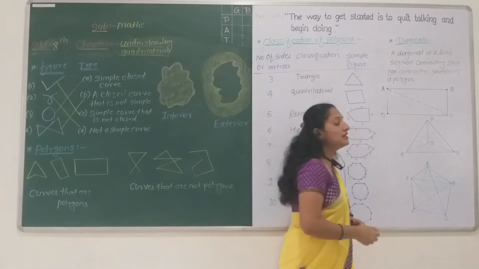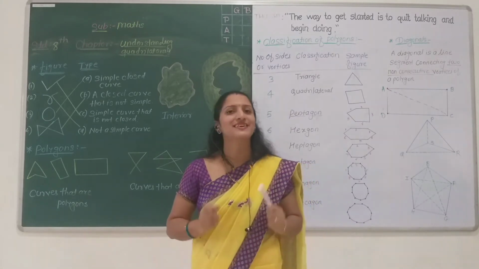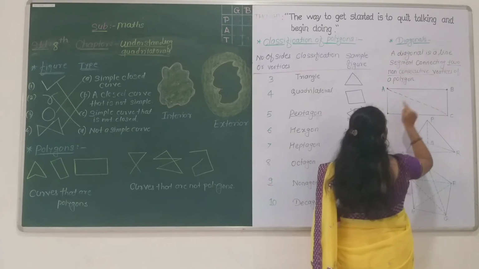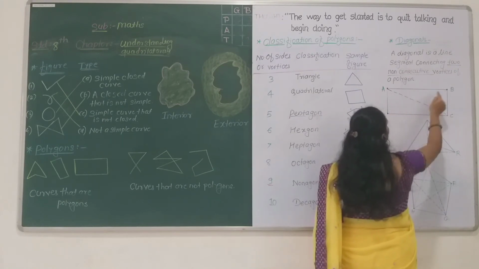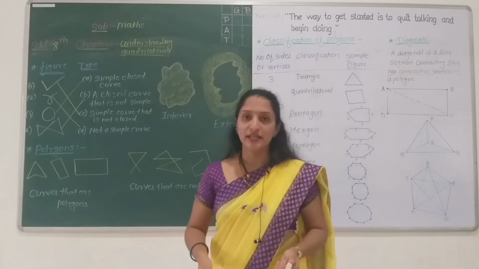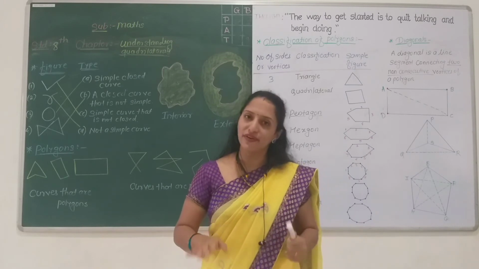Okay, now tell me another pair of vertices which is non-consecutive. Right, look at here. B and D. There is no line segment between B and D. So B and D are called non-consecutive vertices.